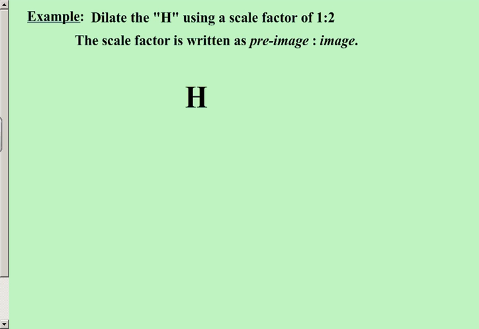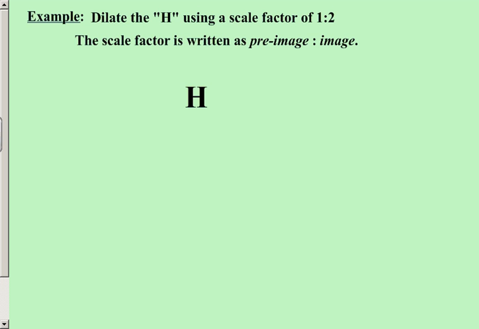Okay. All right, so let's take a look at a couple of examples on dilation problems. Let's say we're going to dilate this capital H using a scale factor of 1 to 2. Now that 1 to 2 with the colon in between them, that is one possible format for ratios. Okay, the first number that we are looking at is representative of information about the pre-image, while the second number is information relating to the image. So scale factor is written as pre-image to image if it's written in this format.